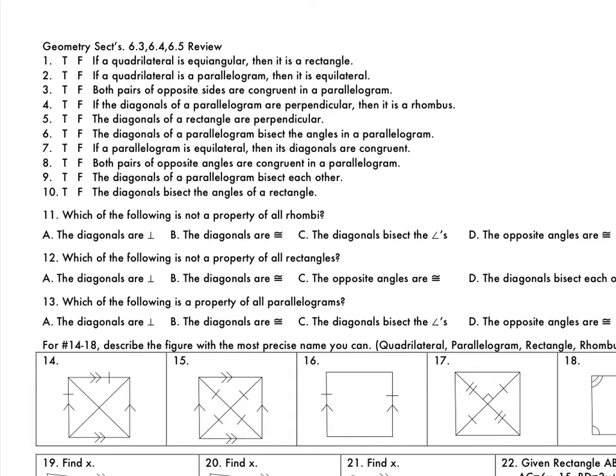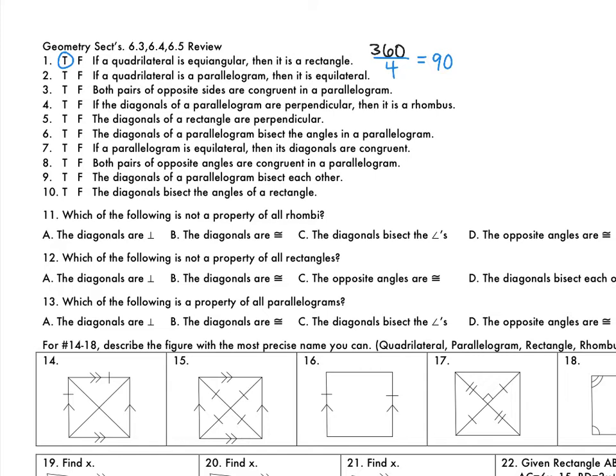So number one, it says if a quadrilateral is equiangular, then it is a rectangle. Remember that equiangular means all the angles are the same. So in a quadrilateral, we know that we have 360 degrees. And if you divide that evenly among the four angles in a quadrilateral, you get 90 apiece. So if all the angles are 90 degrees, yes, then it is a rectangle. So that is going to be true.